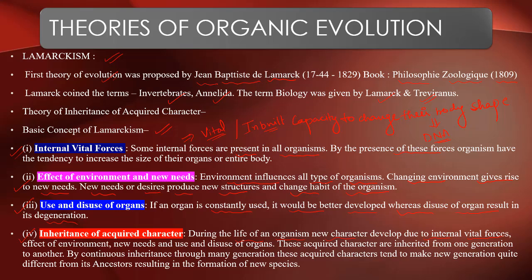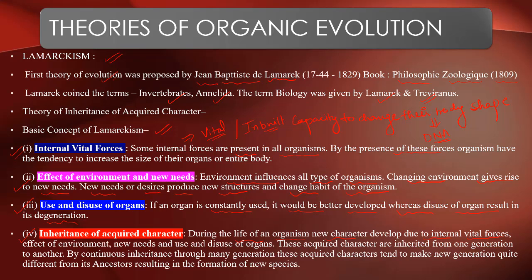By continuous inheritance, when it happens again and again, what will happen? Many generations receive the same characters. So many generations of these acquired characters tend to make a new generation. Because of the accumulation of these acquired characters, a new species may form, quite different from its ancestors, resulting in the formation of a new species.